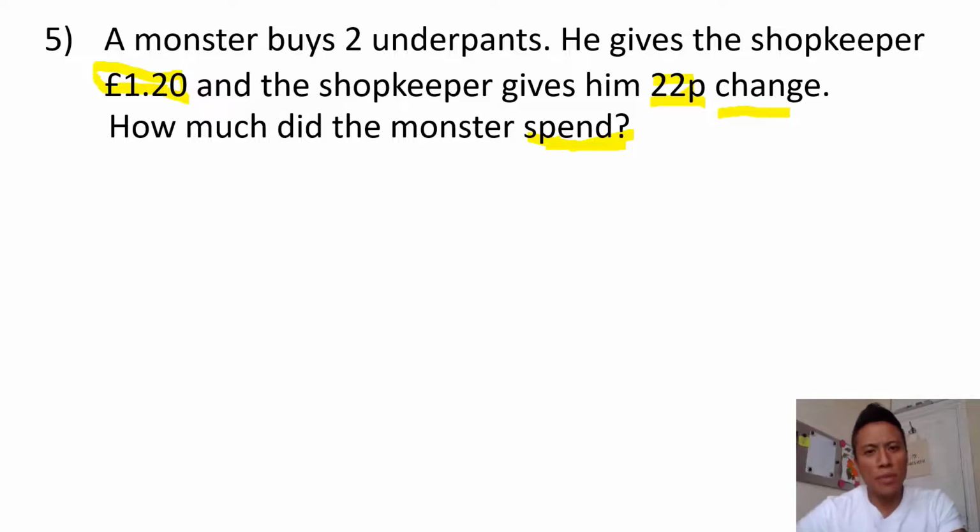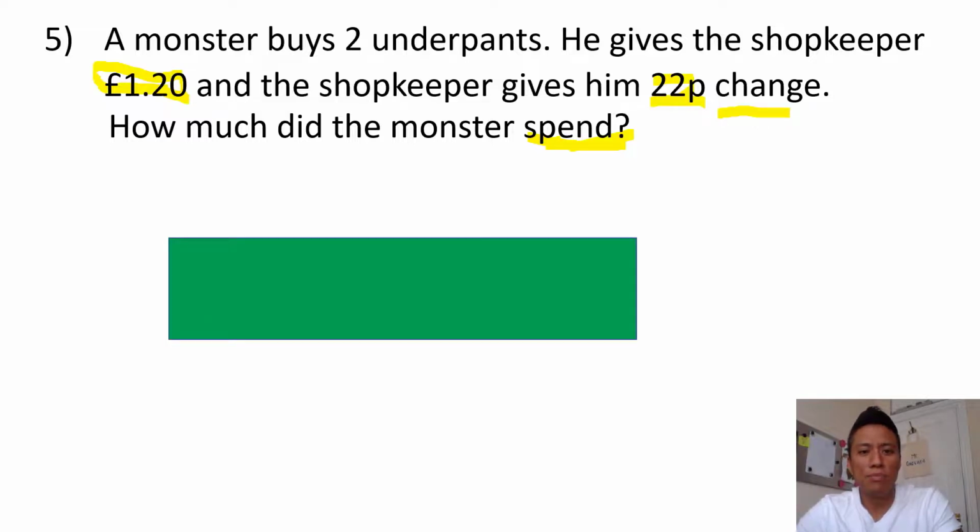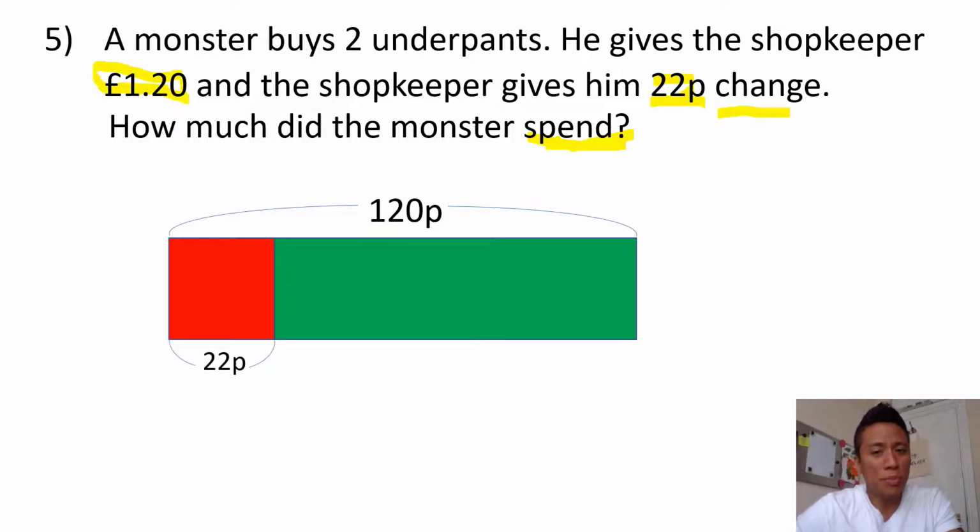If you gave that a go and you're happy with it, go to question number 6. Here's the bar models to help those others out. Okay, so monster buys 2 underpants and he gives the shopkeeper £1.20. So that's the whole. He has £1.20. This is going to represent the £1.20. I'm going to change it to 120p because I know that £1.20 is the same as 120p. The reason why I do that is because he was given 22p change, so I want to keep the units the same. So we need to know how much did the monster spend. Alright, get your number sentences sorted out, see if you can solve it. Good luck with this one, it's a toughie. 3, 2, 1, pause.